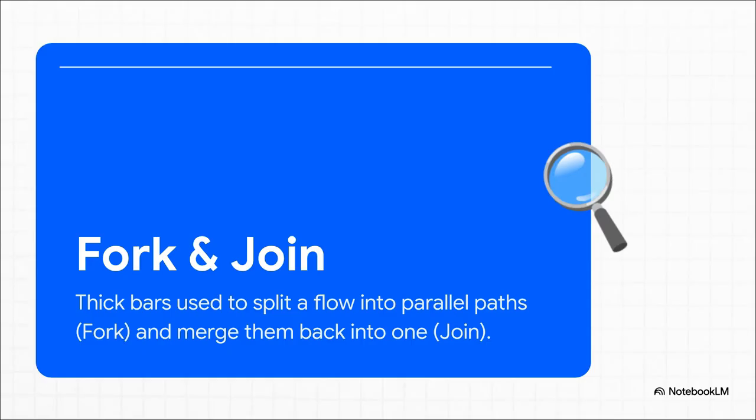And here they are, the fork and join. They look like these thick black bars. A fork takes one path and splits it into two or more paths that all happen at the same time, in parallel. Then the join bar waits downstream. It doesn't let the process continue until every single one of those parallel paths has finished its work.